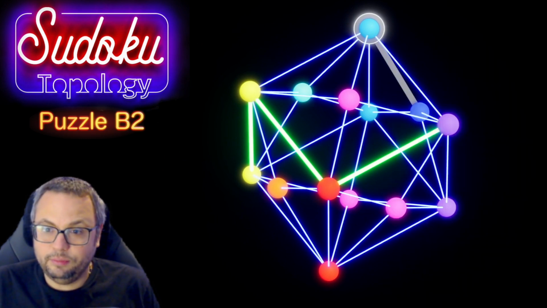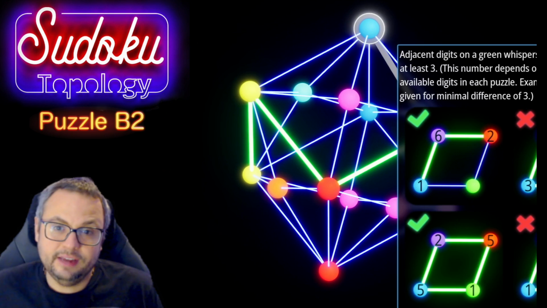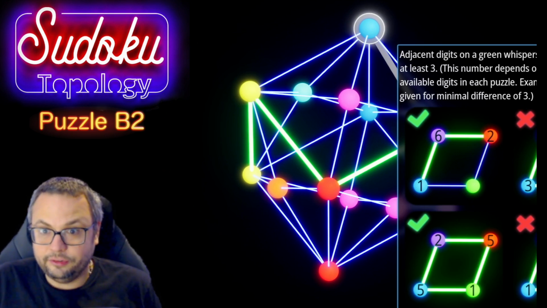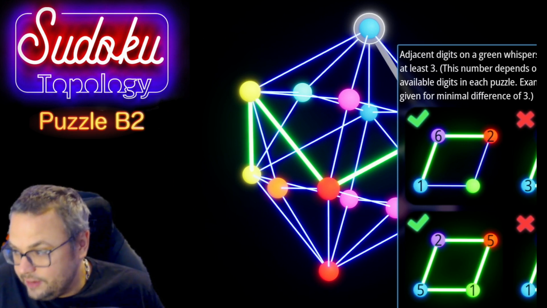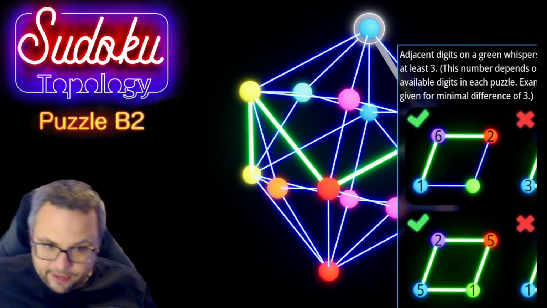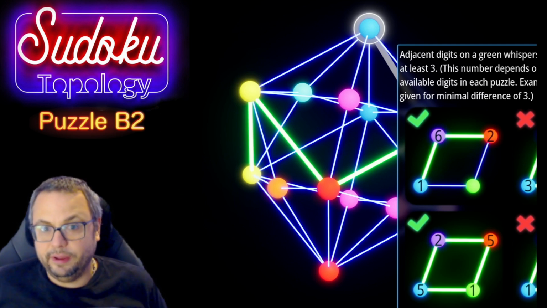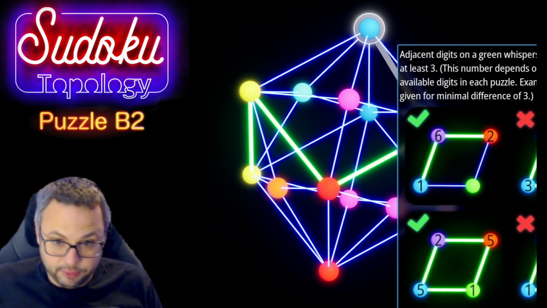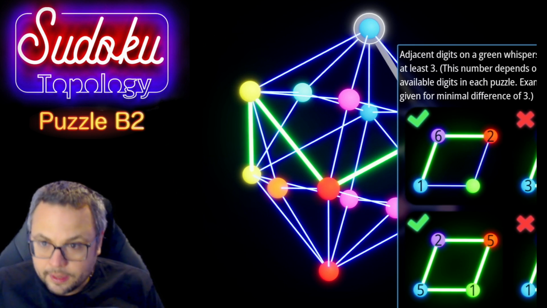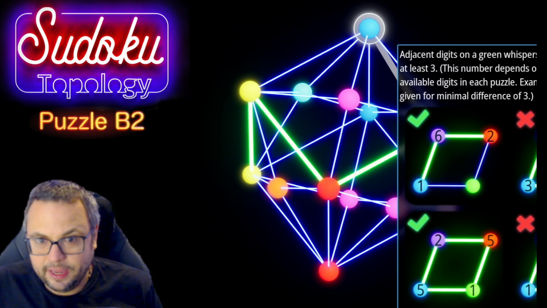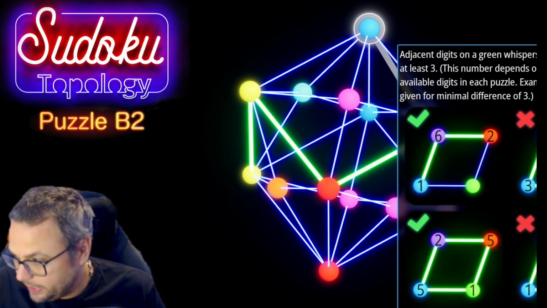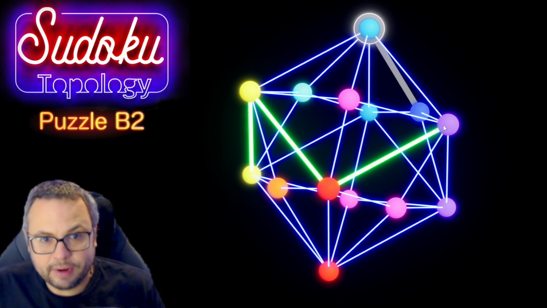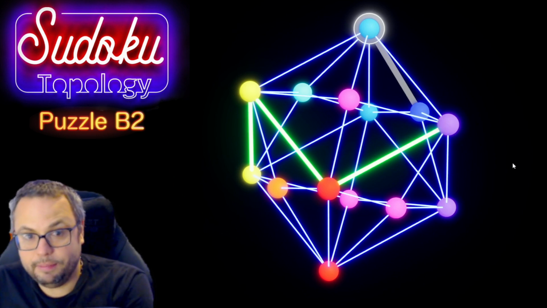So if you've not seen whispers before, they tell you that the digits next to each other have to be far apart. How far apart they need to be depends on how many digits are in the puzzle. In this puzzle, they must differ by at least 3. It's half the number of digits, roughly speaking. So in this case, there's 5 digits. Round that up, and then we get that they have to be 3 apart.